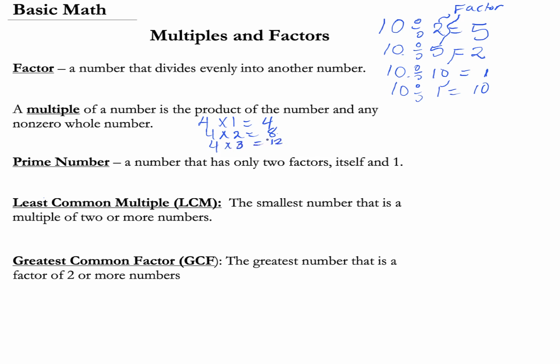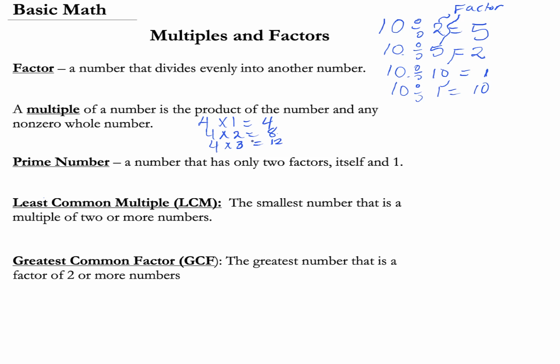Sometimes when I think about multiples, I think of counting in the numbers. So if I count in 4s, it's 4, 8, 12, 16. Those are multiples. So a multiple of a number is the product of the number that you're finding the multiple of, and you're basically multiplying by the counting numbers, like 1, 2, 3, 4, 5, 6.